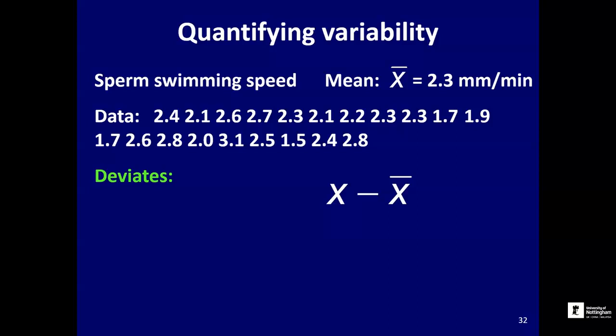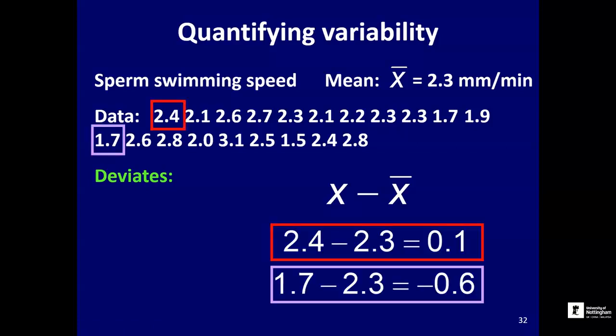If the data set is very consistent with very low variability, then all of the sperm are going to have swimming speeds which are very close to the mean. If, on the other hand, this is a really variable data set, then we're going to expect to see lots of big differences between each individual swimming speed measurement and the mean. So the logical thing that we need to do here is to calculate that difference between the data point and the mean, which is known as a deviate. So we take the mean away from the data point or vice versa, and we get a difference, and that difference is known as a deviate.